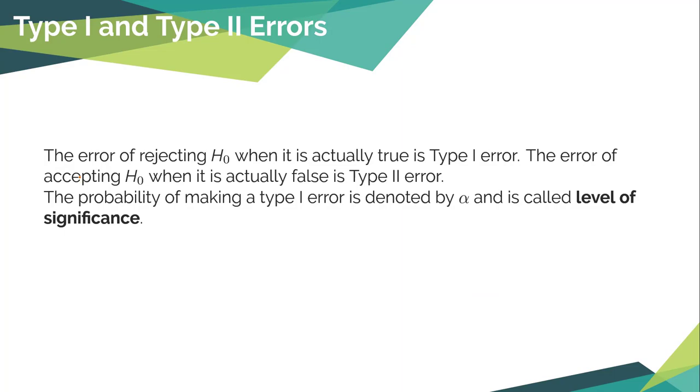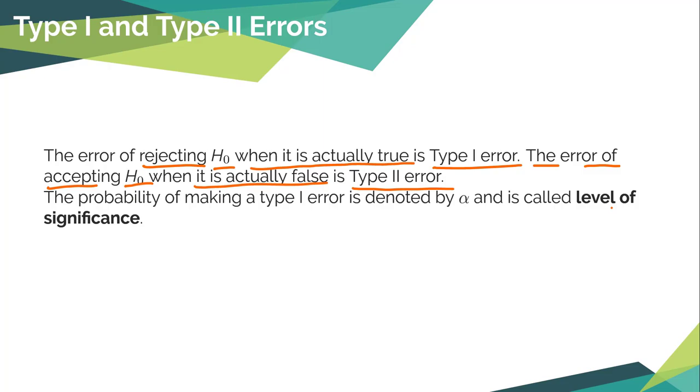So what is type 1 error? The error of rejecting H0 when it is actually true is called type 1 error. Similarly, the error of accepting H0 when it is actually false is called type 2 error. Now type 1 error is associated with a word called level of significance, which is very commonly used, and it is an integral part of any kind of statistical study. So any statistical test is incomplete without the concept of level of significance.